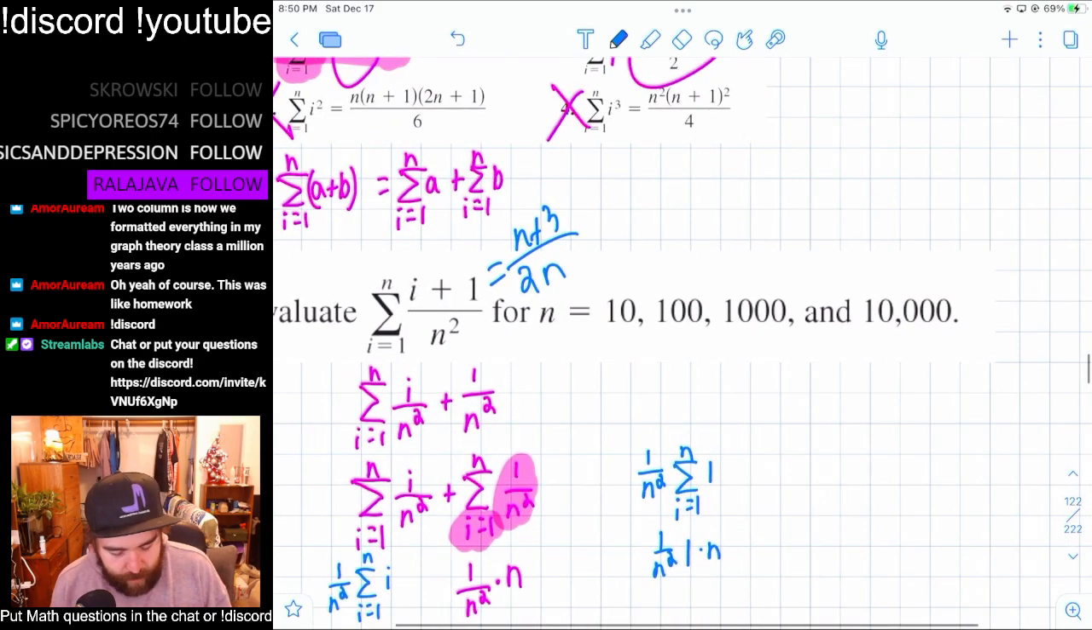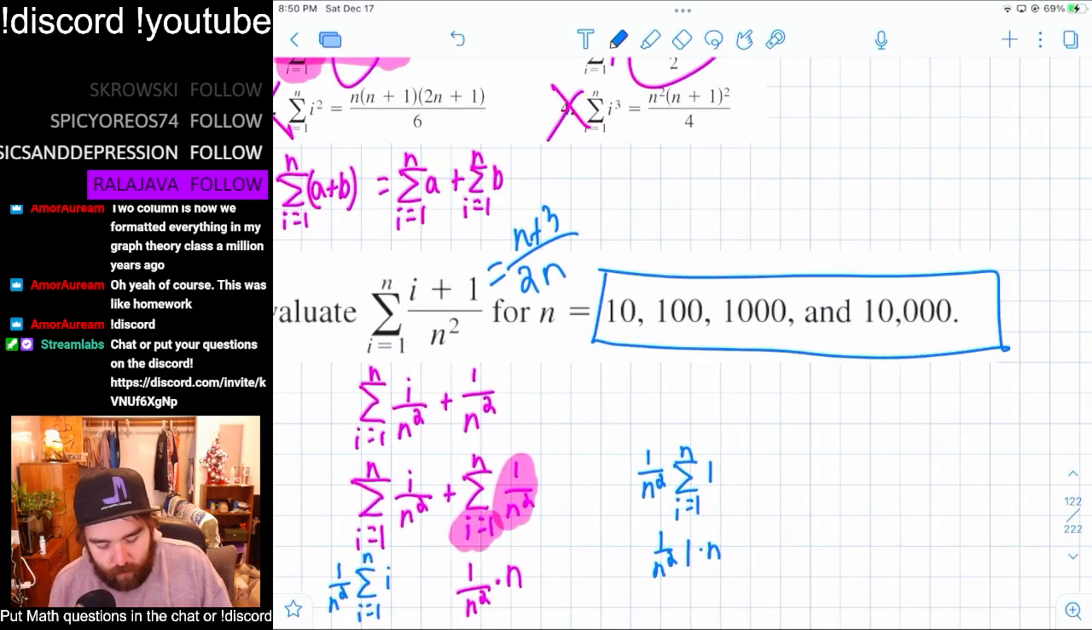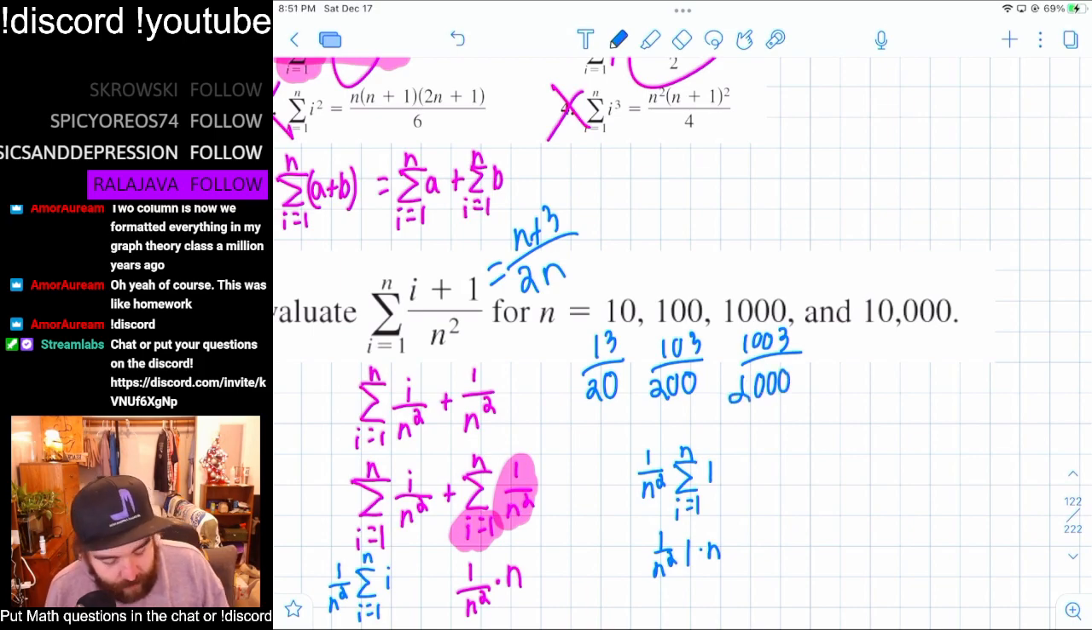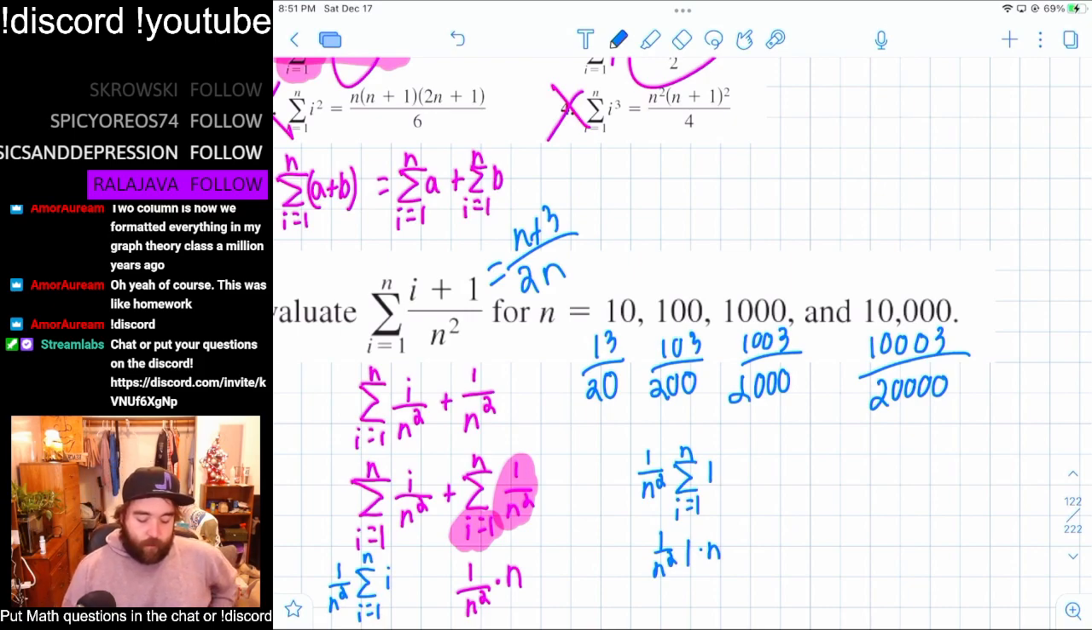Because the whole idea is now that we have that nicer formula, we won't have to write all of this stuff out. Now we just have a formula we can easily plug in n for. So we plug in 10, we get 13 over 20. You plug in 100, you get 103 over 200. You plug in 1,000, 1,003 over 2,000. And you see what's happening here. This is definitely approaching 1/2. I don't know if that means anything or not, but that's pretty nice.